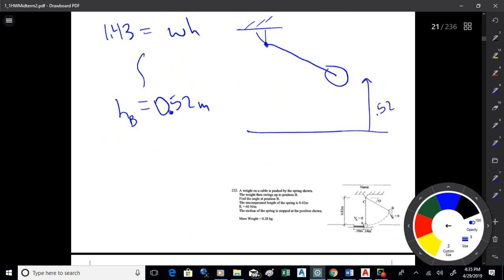Now, you know a few things about this. You know this length right here is 0.82. So that's going to leave, what, about 0.3 right here, I think. And then you know the length of this cable is 0.82 meters also. So I think you should be able to figure up a triangle there to figure out the angle. So you'll end up doing a bit of trigonometry there to find the angle.